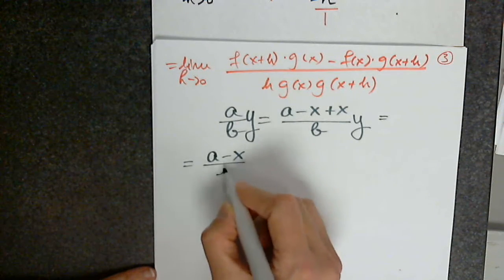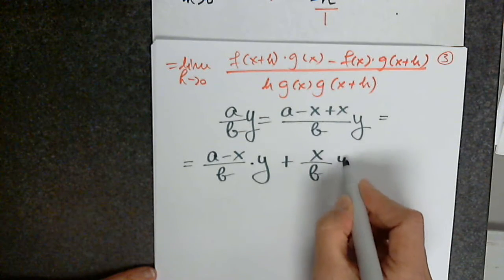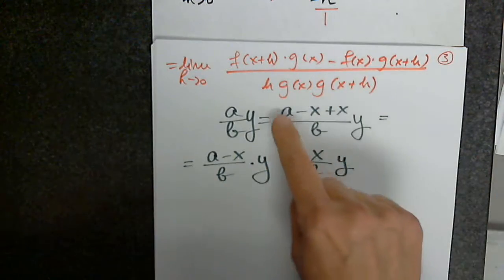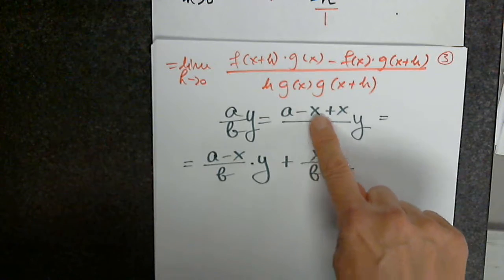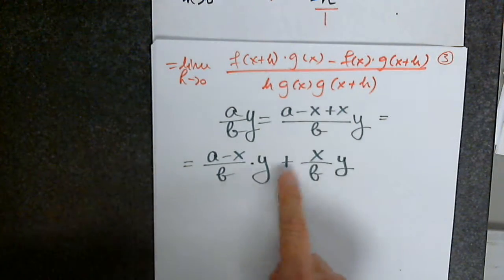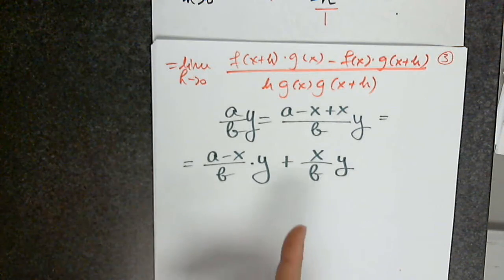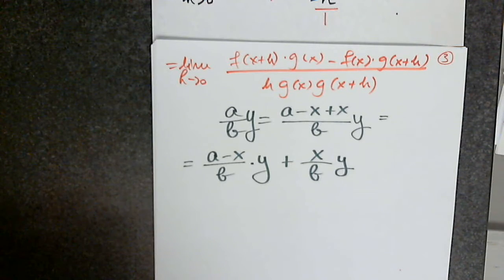Now, tell me if this is acceptable to you. A minus x over b times y plus x over b times y. I split the fraction into two fractions, a minus x over b and x over b. This fraction and this fraction. And then I distributed y in both cases. Is this step acceptable? Yes? Ian, are you okay with this? It's okay if you say no, and I'll go back.